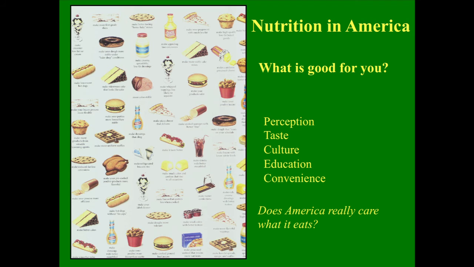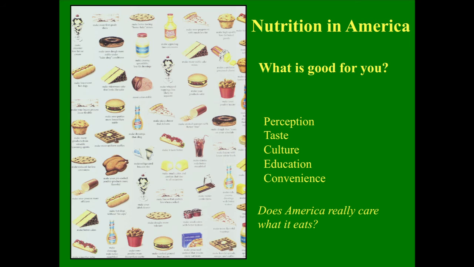And then we have the question of nutrition in America. What is good for you? Michael Pollan's book, Omnivore's Dilemma, describes that all the real food is around the outside of the grocery store, where you have the produce on one side, the meats on the back wall, and the eggs and dairy on the other side, and in the middle is all that processed food. What's good for you? Certainly that's a perception. There's taste, there's culture involved, there's education, there's convenience. I can just grab this, I can grab that. But what is good for us as a society?